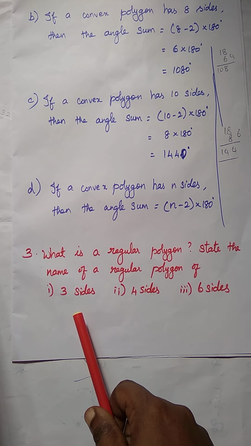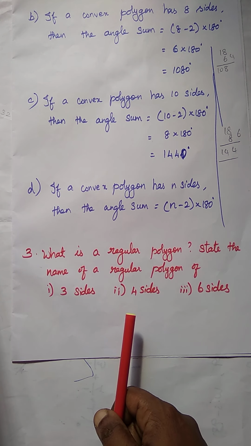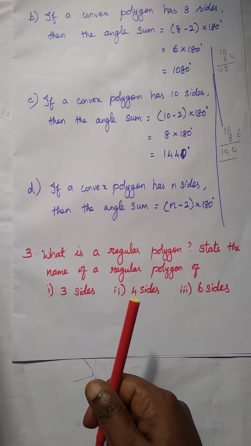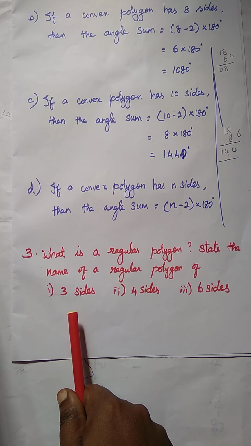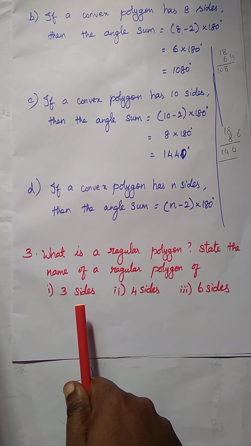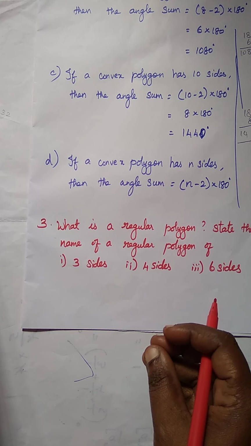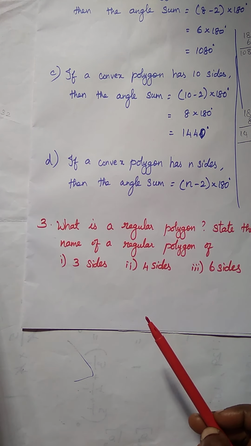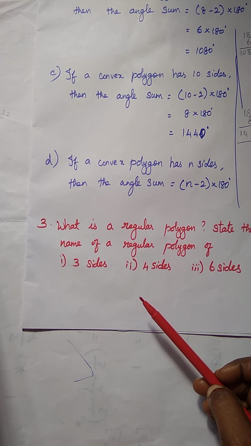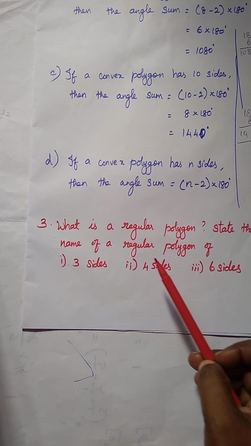So what is the meaning of regular polygon? If the figure has equiangular and equisides, that is, all the angles are equal and all the sides are equal, it is called a regular polygon. Definition. Okay. Now a 3 sides figure is a triangle. A triangle which is equiangular and equilateral is called an equilateral triangle. Okay, very good. Next one is 4 sides. A square has all the angles equal and all the sides equal. Then 6 sides is the hexagon. Okay, so in the 3 we find the answer.